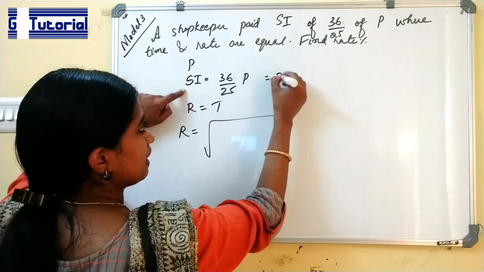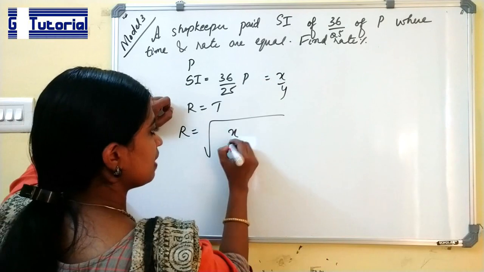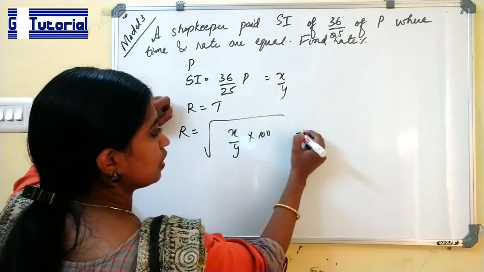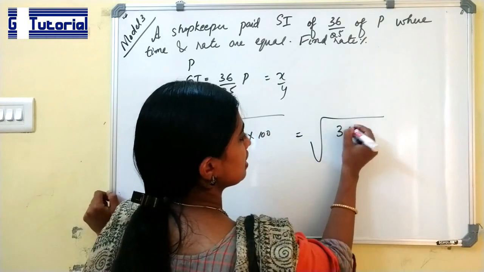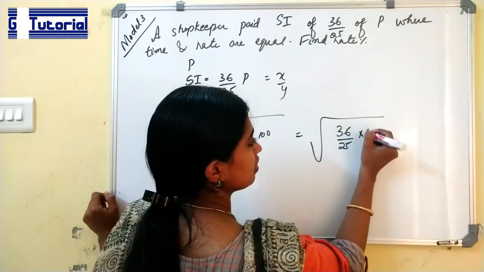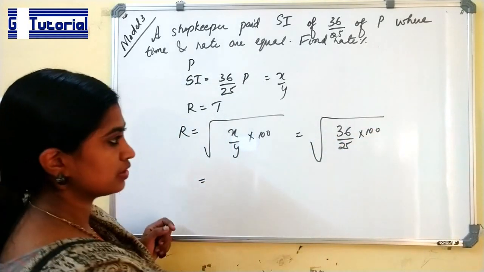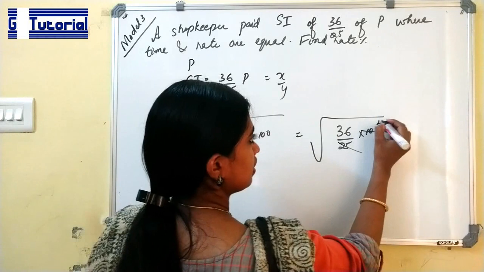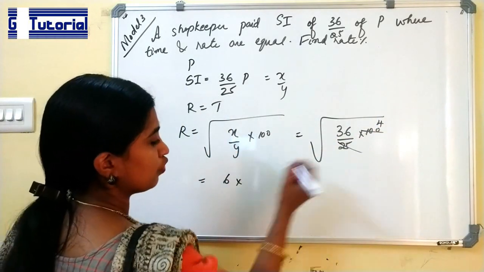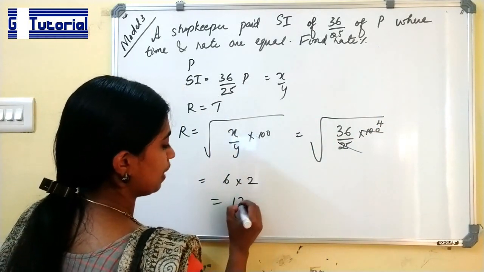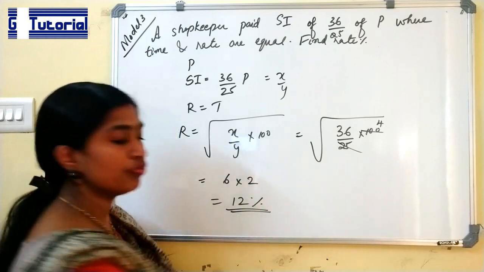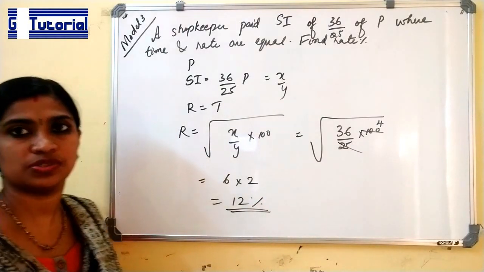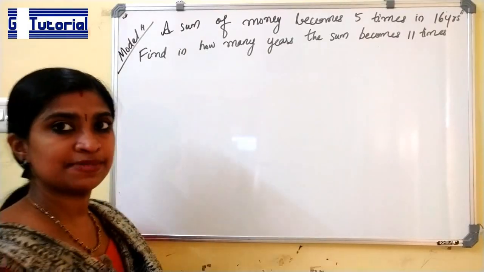Let this be x by y. So x by y into 100. In this case it is 36 by 25 into 100. This will give you the value of rate. 25 into 4 is 100, root of 36 is 6 and root of 4 is 2. So 6 into 2, 12% is the value of rate. Next question. Next model problem.